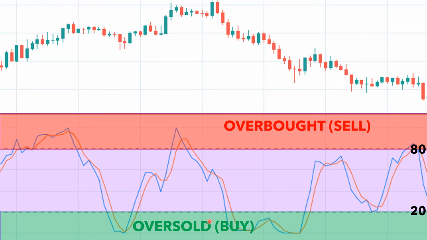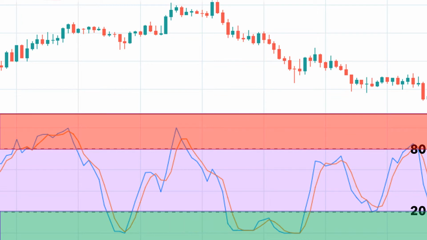And so how do you use this knowledge? Well, when the market is overbought, we would sell. When the market is oversold, we would buy. We can use the two lines to profit, and we do this by waiting for crossovers.